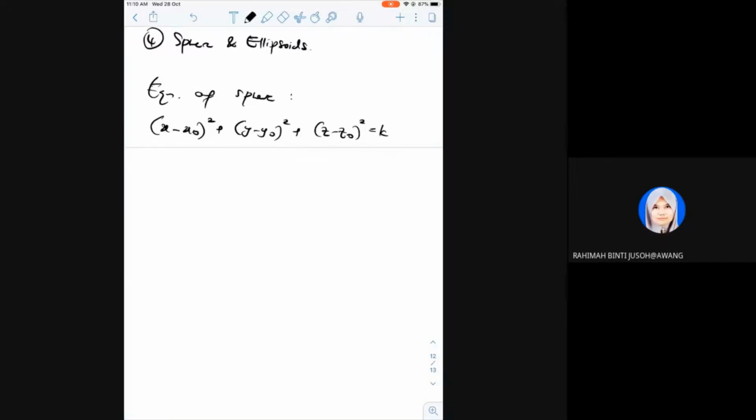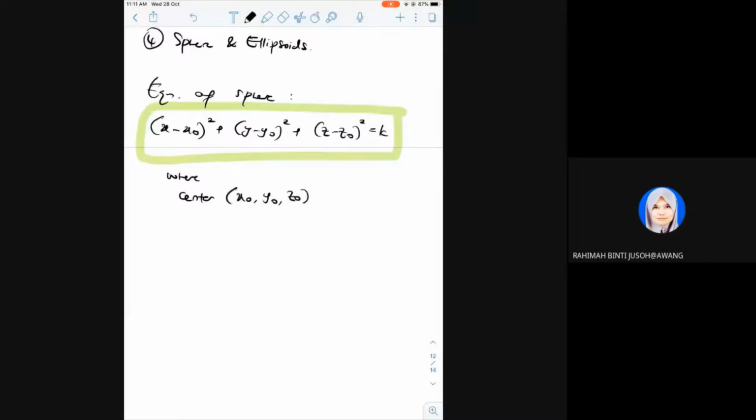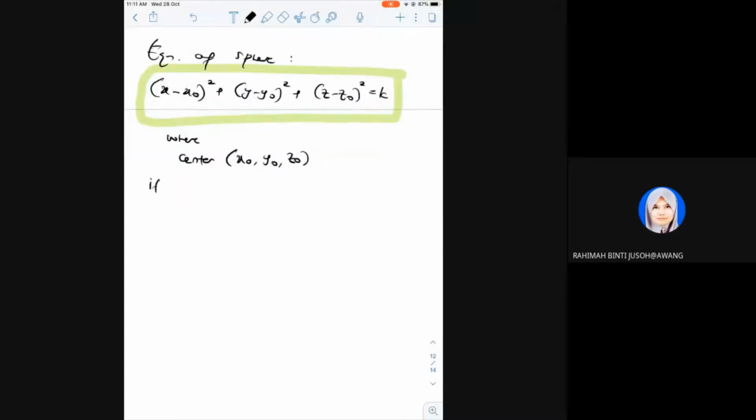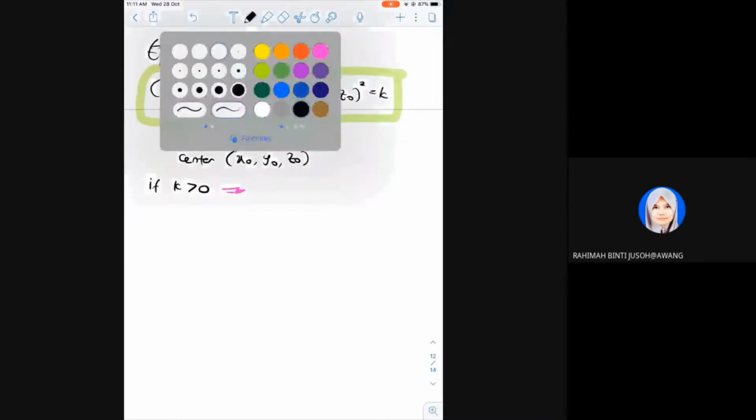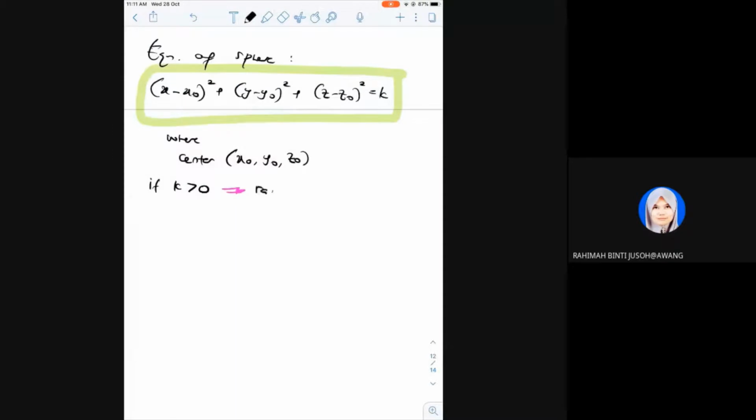Okay, dia bentuk macam ni kan. This is the equation of sphere in general where the center is at x naught, y naught, and z naught. We have 3 cases for k. Ada 3 case for k. If k greater than 0, what does it mean? Means the radius is square root k, right?